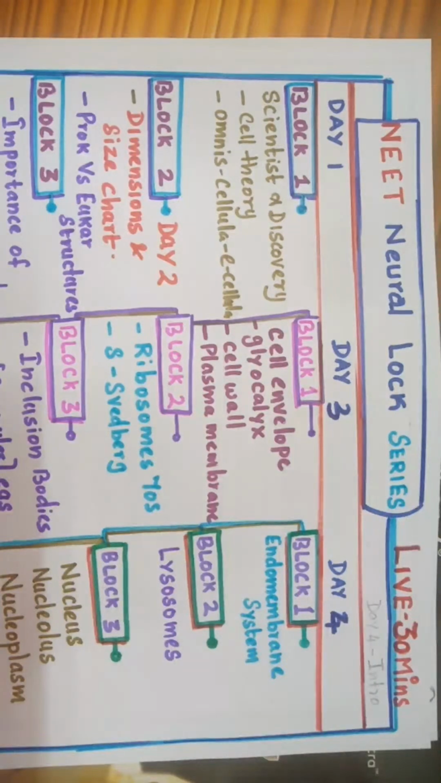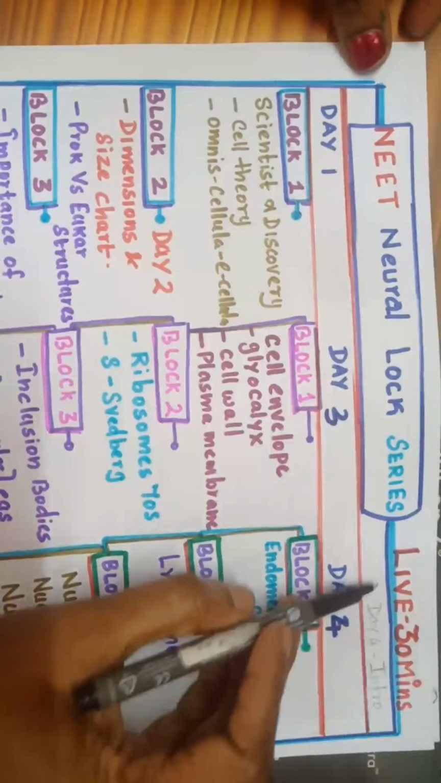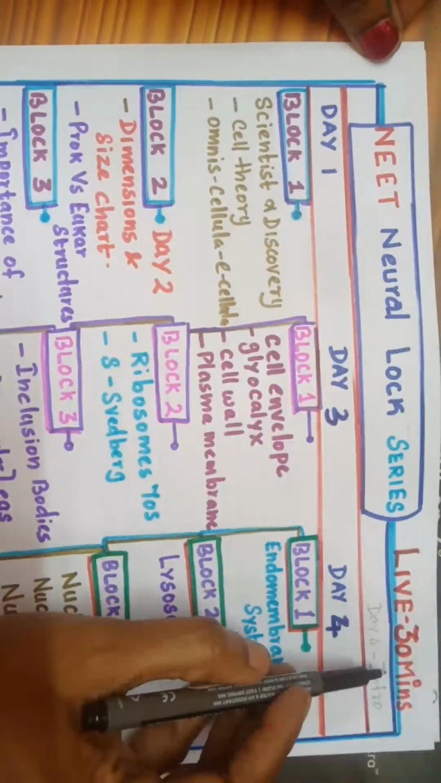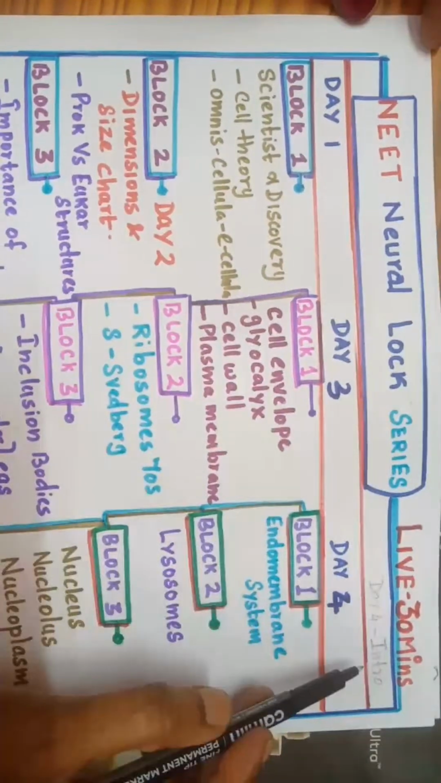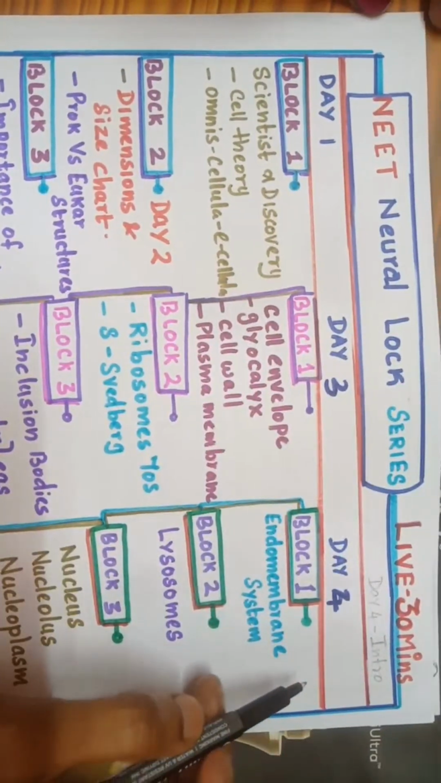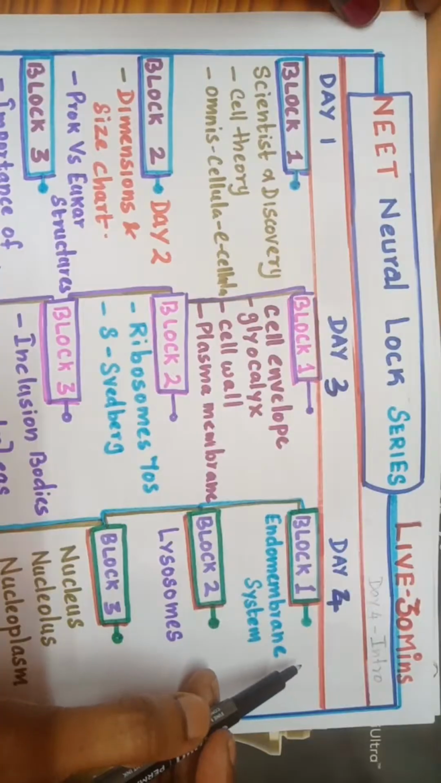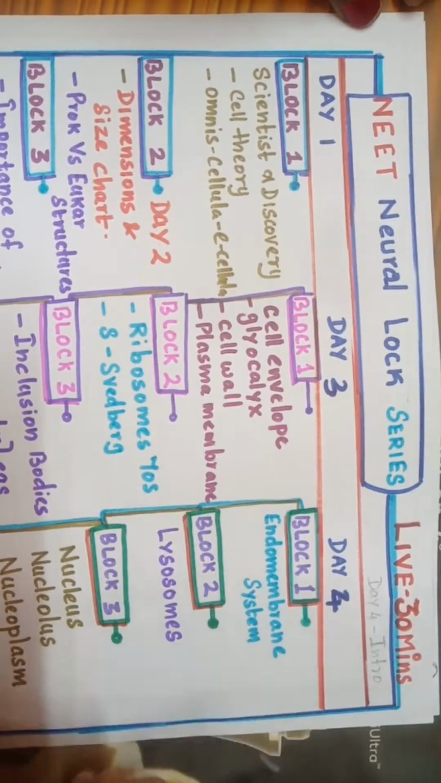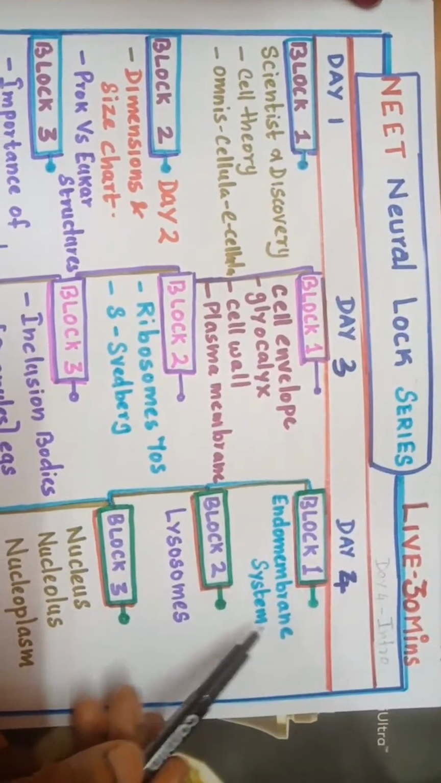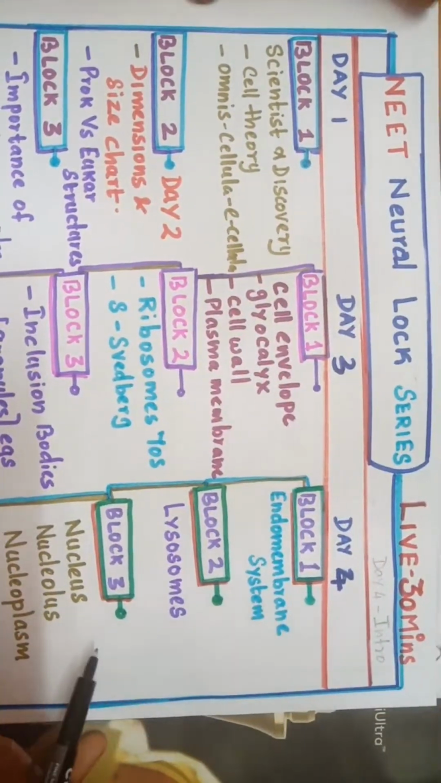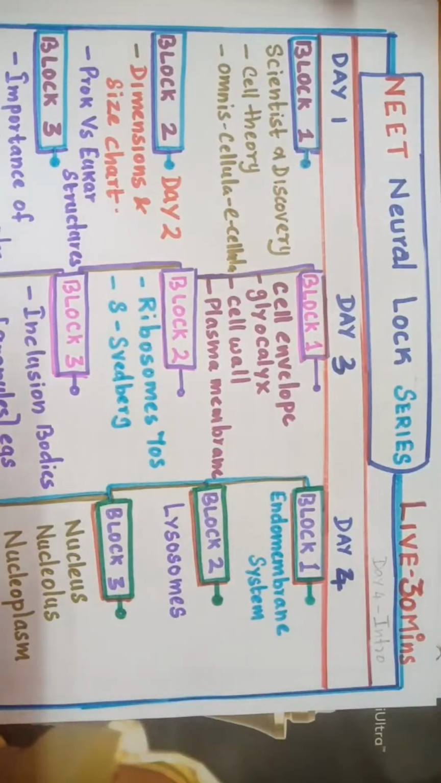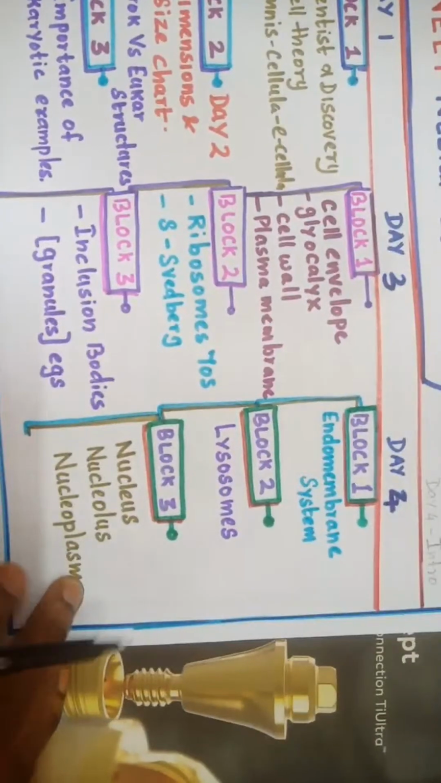Welcome back to day 4 of NEET Neural Lock series. Today we are going to do live for 30 minutes. This series is only for 30 minutes. Okay, it's only half an hour, but we are going to learn a lot. Today we are bridging the gap and going to tackle 3 massive blocks. That is block 1 endomembrane system, block 2 lysosomes, block 3 nucleus, nucleus and nucleoplasm.